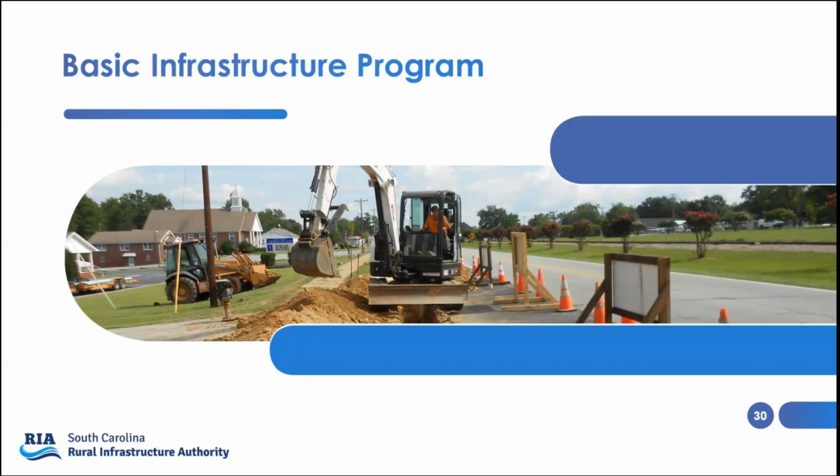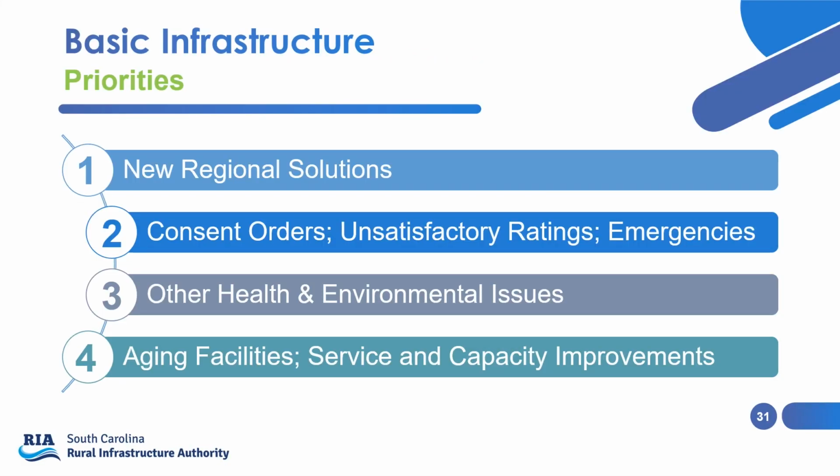Now, let me provide specific program details, beginning with the Basic Infrastructure Program. The highest priority for the basic program will be given to projects that implement a new regional or cooperative approach that will lead to greater system sustainability. Projects that address water quality issues identified in U.S. Environmental Protection Agency, or EPA, or South Carolina Department of Environmental Services, DES, consent orders or unsatisfactory ratings, or emergency projects that will resolve an imminent public health or environmental threat that has become critical in the past 6 months also rank high. Stormwater projects that would be considered under this priority are those that will resolve a recent public health and safety threat, creating greater resiliency.